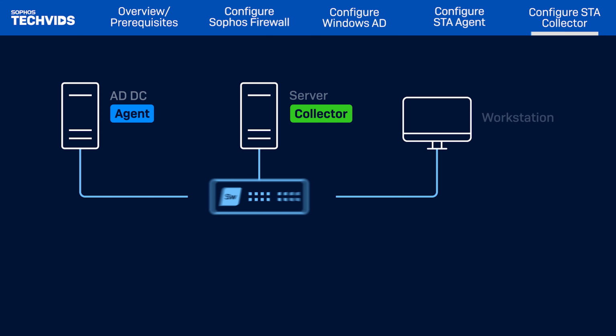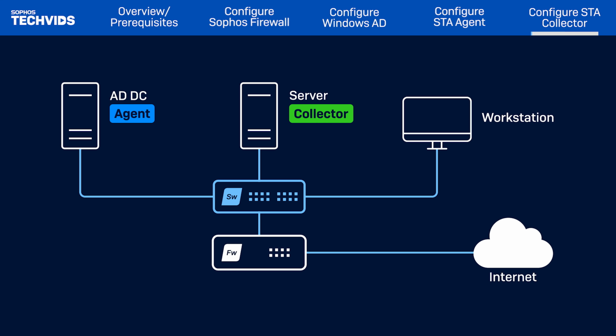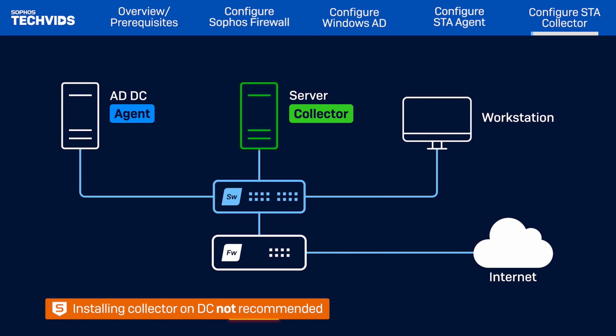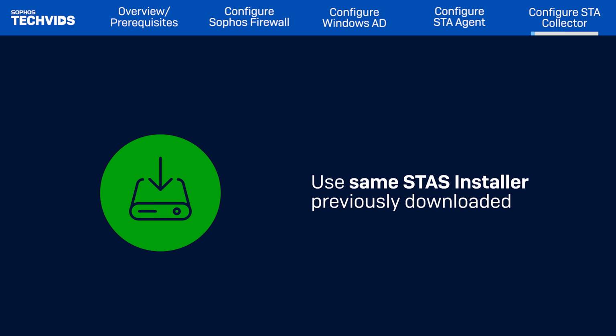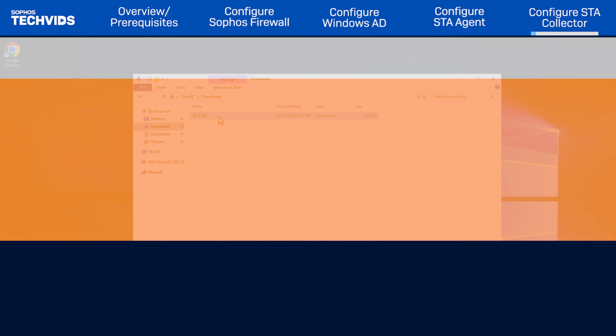With the STA agent installed and configured, the next step is to install the STA collector on the Windows server. Note, installing the collector on the domain controller is not recommended due to the volume of traffic it generates. You can use the same STAS installer file that was used for the STA agent to install the STA collector.